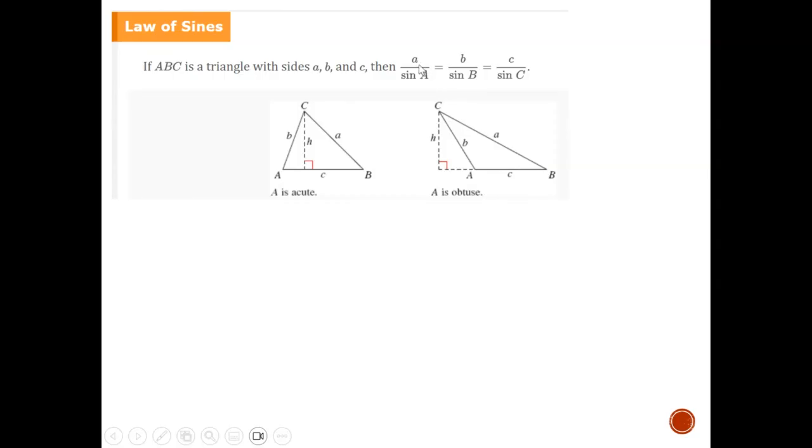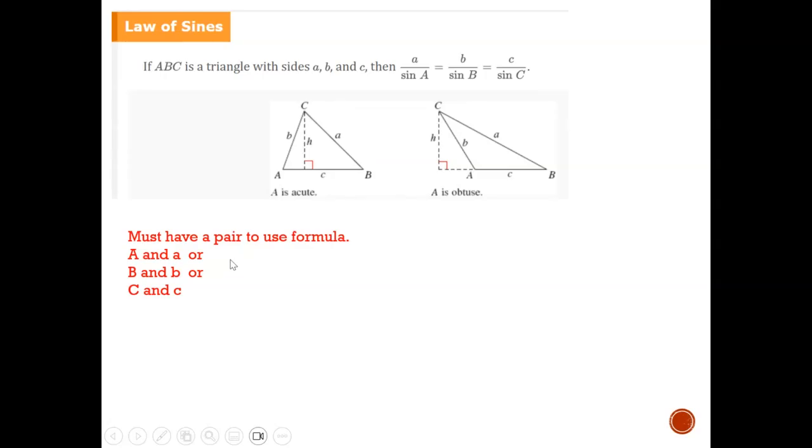We're going to be using little a over sine of A equals little b over sine of B, equals little c over sine of C. The little a means it's going to be the side. For example, here, a is the side, which is opposite from the angle A.